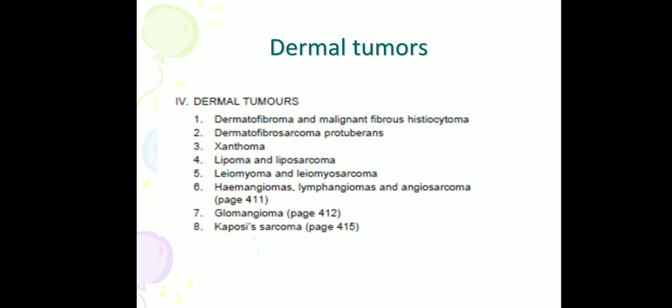So this was about the tumors. The three important malignant tumors are squamous cell carcinoma, malignant melanoma, and basal cell carcinoma. Basal cell carcinoma is called as rodent ulcer because of its local aggressiveness and burrowing characteristic. Then you have pre-malignant lesions like xeroderma pigmentosum, Bowen's disease, erythroplasia of Queyrat, solar keratosis.